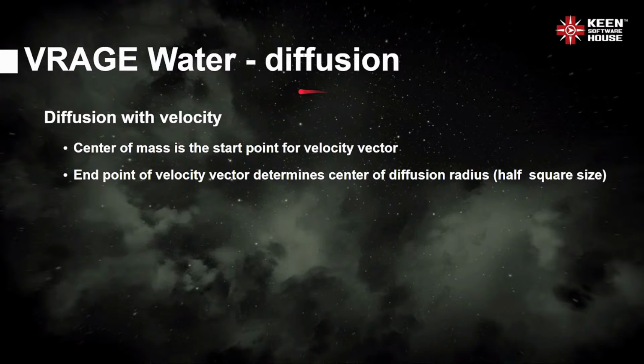My addition to this diffusion algorithm is adding velocity, and it helps us to keep the direction of mass movement in the water. So then we are able to create flows. We are using center of mass, as I described before, and we are using a velocity vector, where the end of this velocity vector is the center of the diffusion radius, where water is being spread.